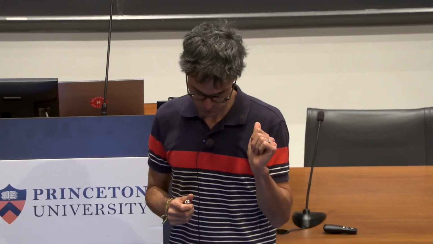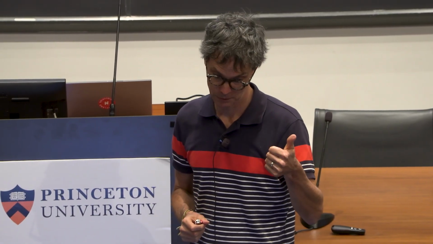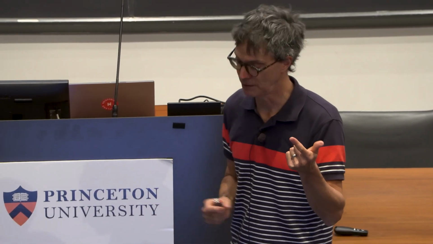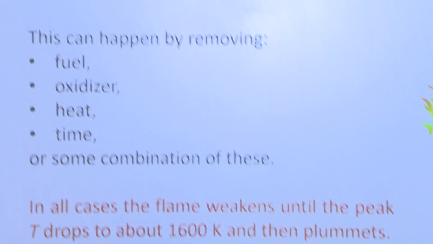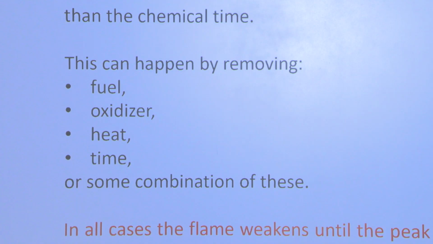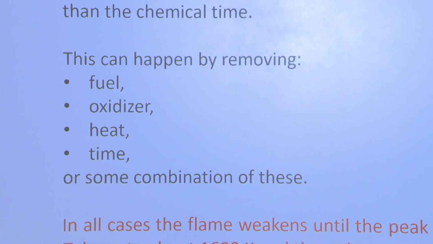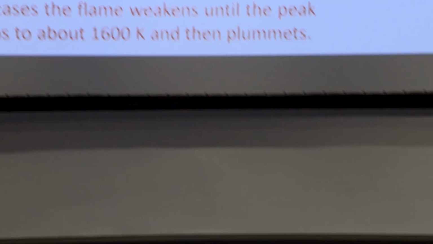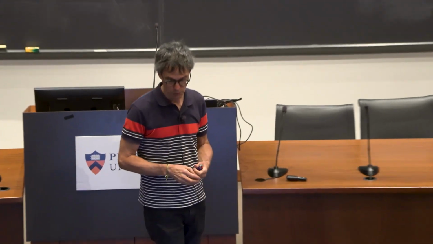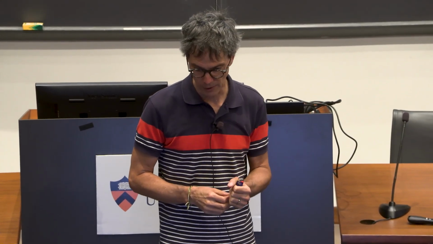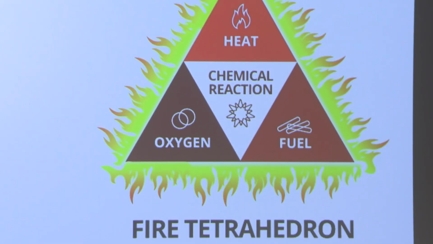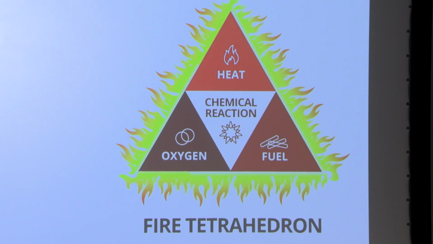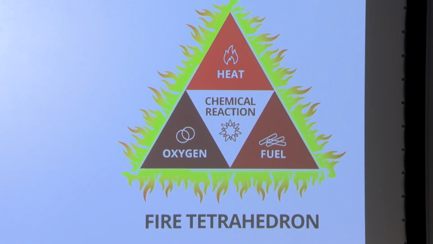So you can suppress a flame by removing the fuel, removing the oxidizer, right? Flame needs both. By removing enough heat, or by removing the time: if you have high enough flow rates that the molecules don't reside in the high temperature region long enough, then you can reduce the time and stop the chemical reaction. And this is shown in the fire tetrahedron. You know, all kids are taught about the fire triangle, heat, fuel, and oxygen, but there are really 4 sides of this triangle, with the 4th side being time, or the chemical reaction.